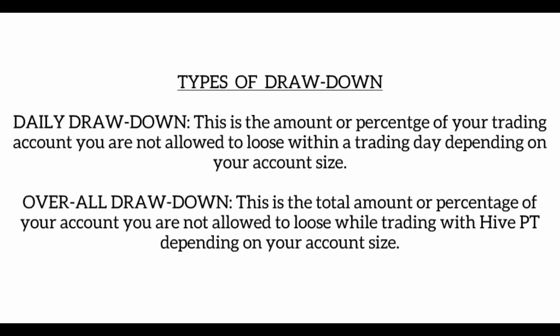The second one is the overall drawdown, which is the total amount or percentage of your account you are not allowed to lose while trading with Hive PT, depending on your account size. The difference between this and the daily drawdown is that it's dependent on how long you've lost. This is a compounding of losses, when you've lost a couple of times. It may take you 2 months, it may take you 1 week, depending on your risk management. But this is basically the amount you're not supposed to lose up to in total while trading an account with Hive PT.